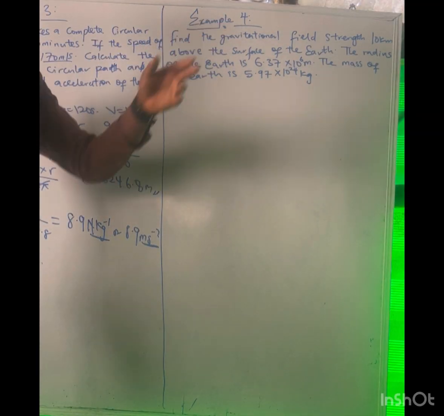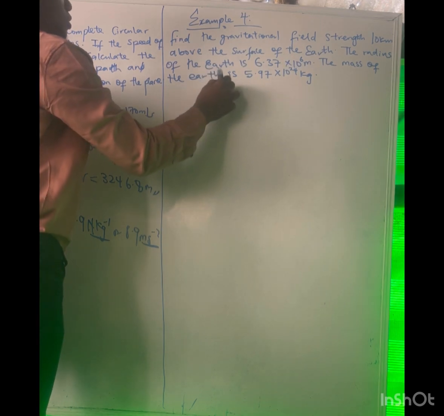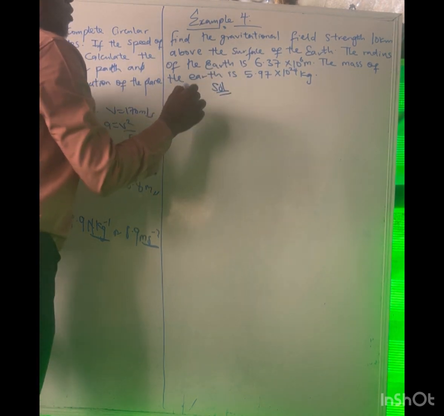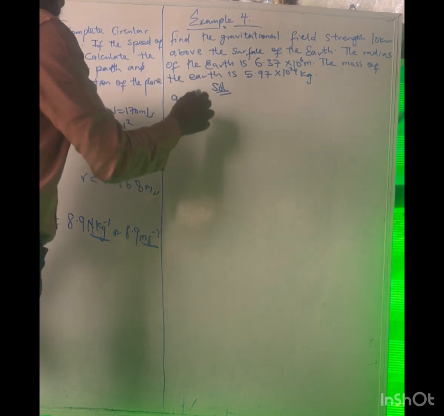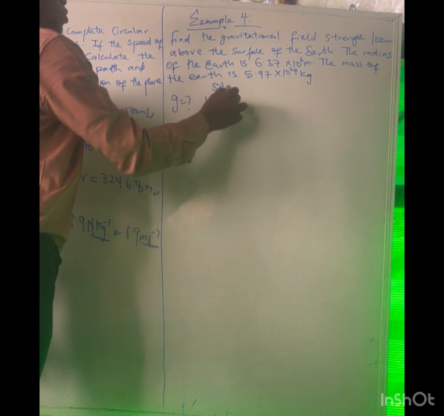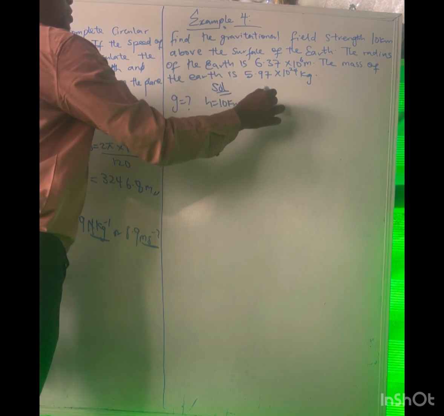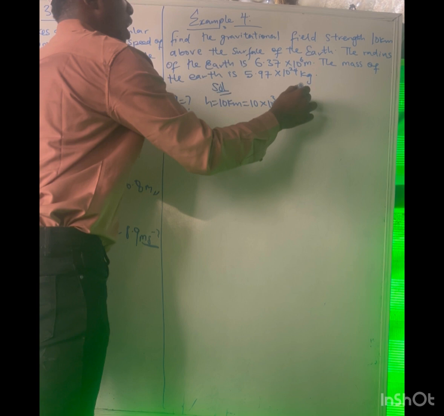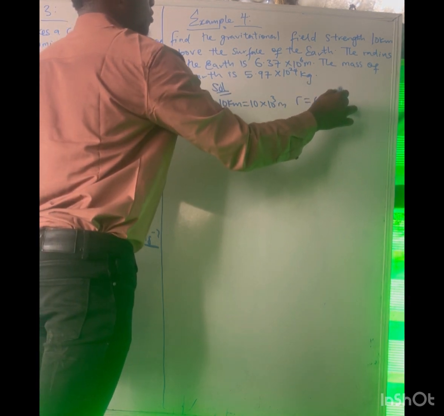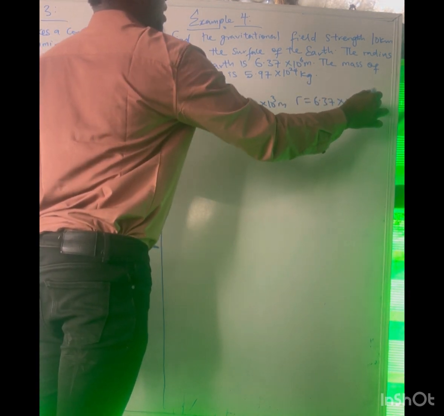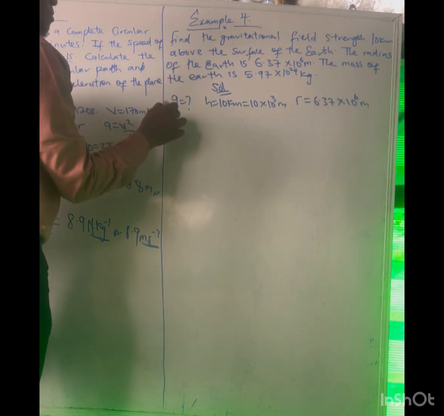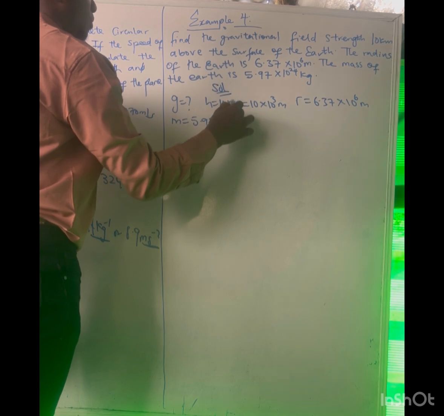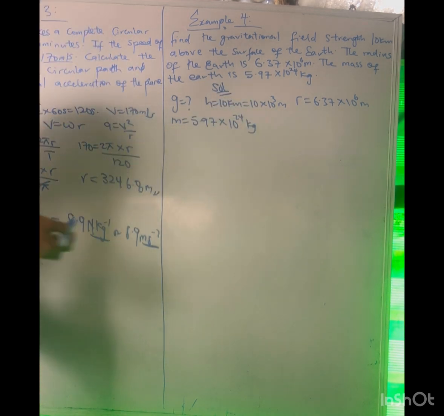Okay, I have an example here. It said find the gravitational field strength. Solution. I'm looking for the gravitational field strength. That simply means I'm looking for my g. 10 kilometers above the surface simply means the height is 10 kilometers. That is 10 times 10 raised to the power 3 meters. The radius of the Earth, your R, is 6.37 times 10 raised to the power 6 meters. The mass of the Earth, the mass M, is given as 5.97 times 10 raised to the power 24 kg. These are the parameters given to me in the question.